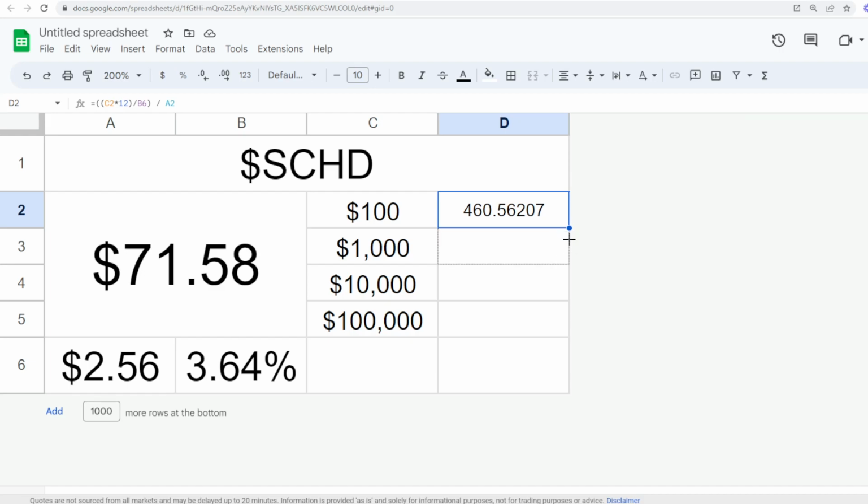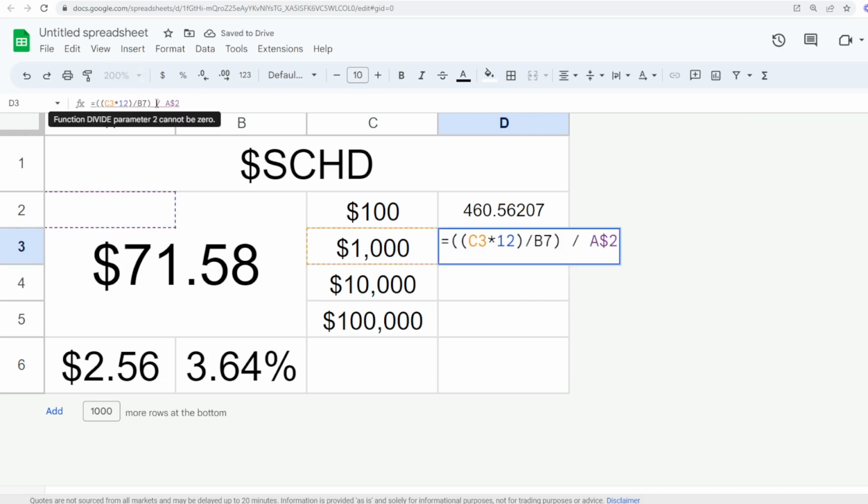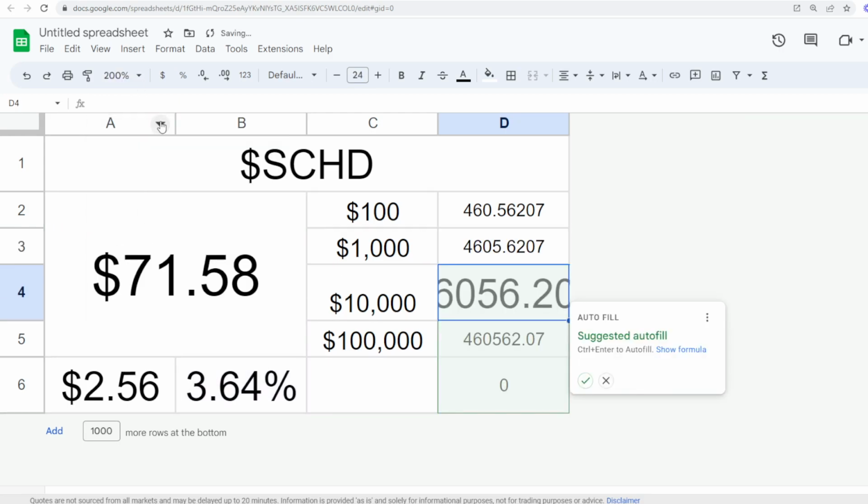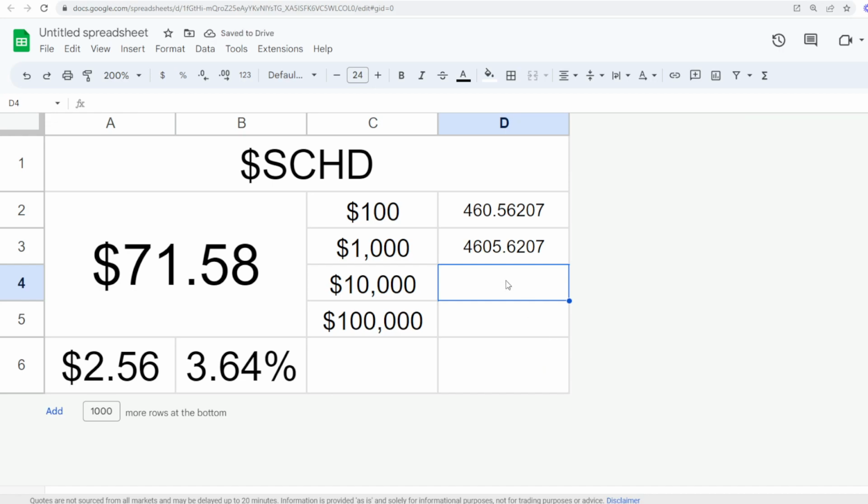So let's move on to the $1,000 one. Let's update this. So this is actually going to be, you can do A2. What else is it complaining about? B7. Yeah, so this should be B6. Okay. So that'll show us there.